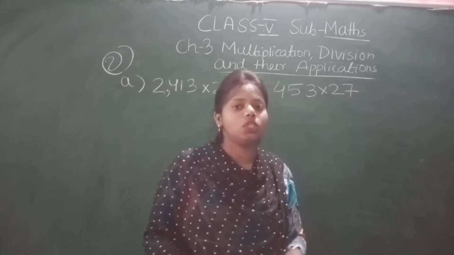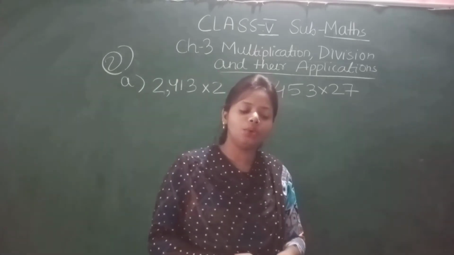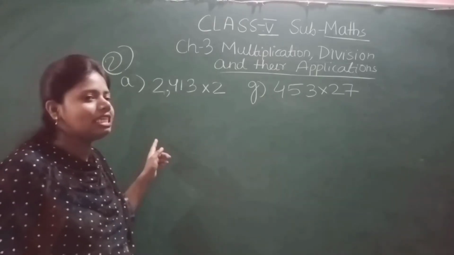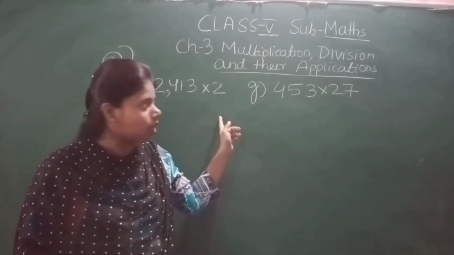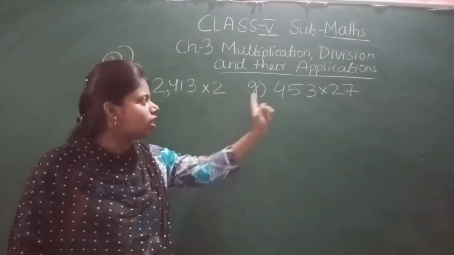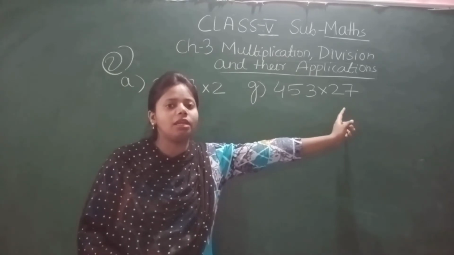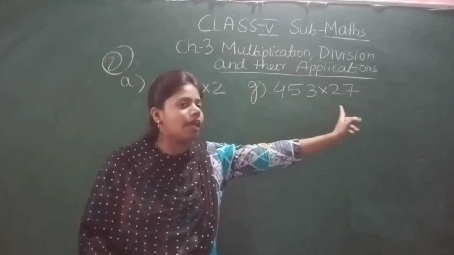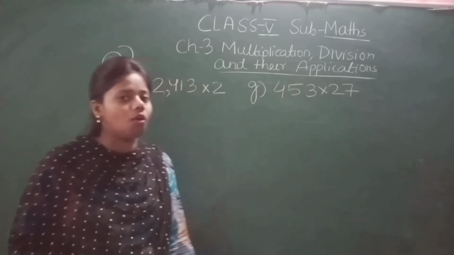Now let's do question number 2. What is question number 2? Question number 2 is multiply the following. Now see, here it is multiplication by one number. Multiplier is 1 digit and here it is multiplied by a 2 digit number. Okay. Now how to multiply?